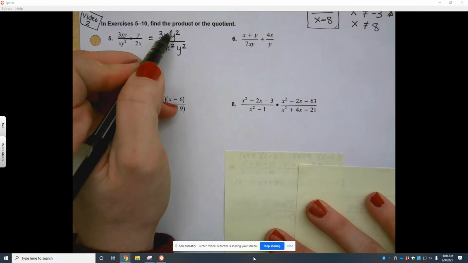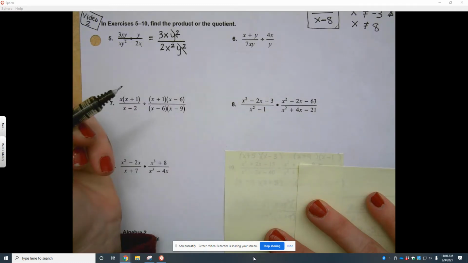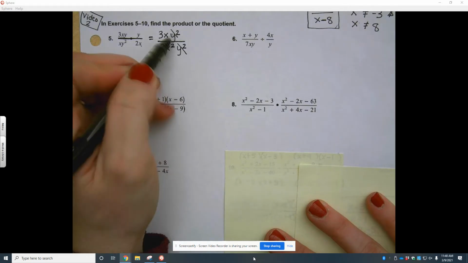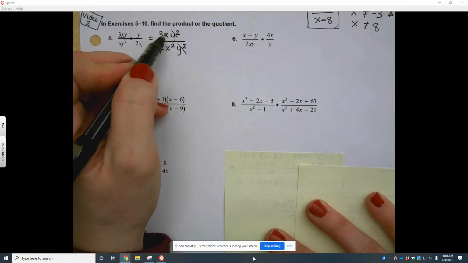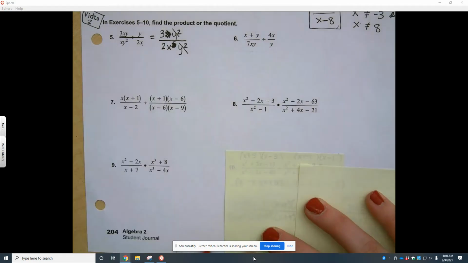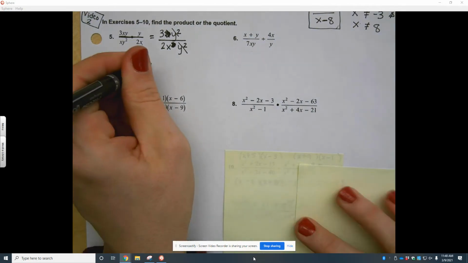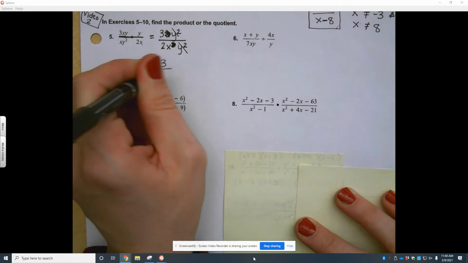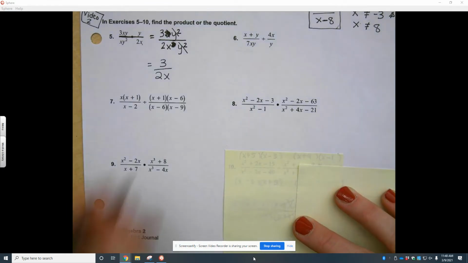So I see a y squared and a y squared. Those can go away to equal 1. And then I see an x up here that can get canceled with one of these x's. And so I'm left with 3 over 2x.